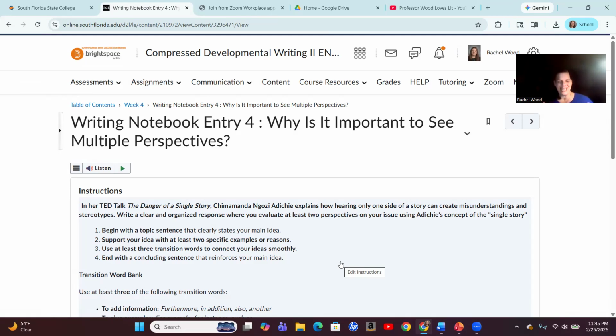Make sure that they are placed intentionally, that they connect the ideas, that they are that bridge that I was talking about in the PowerPoint that connects everything together. And then to end with a concluding sentence. And one of the biggest things that I ask of my students is not to use the words "in conclusion," because I'm trying to get you out of that habit.